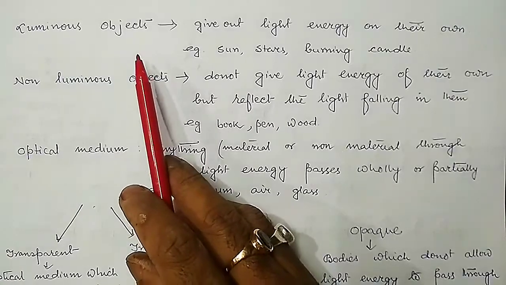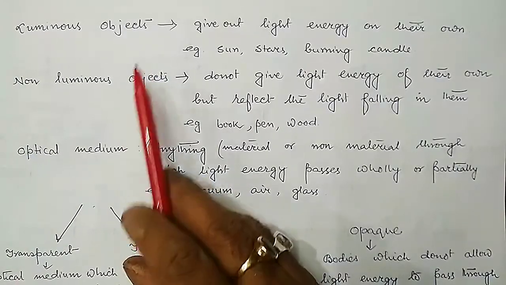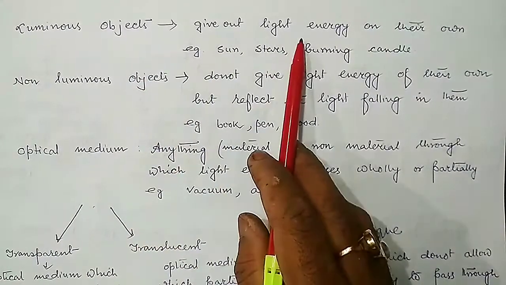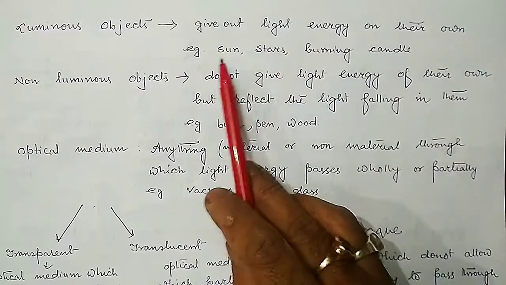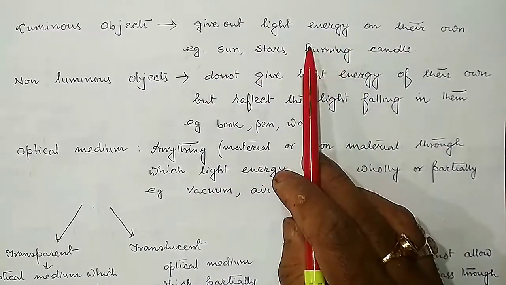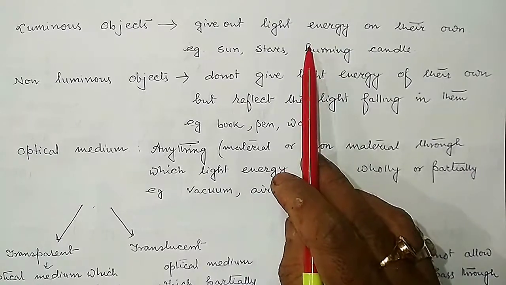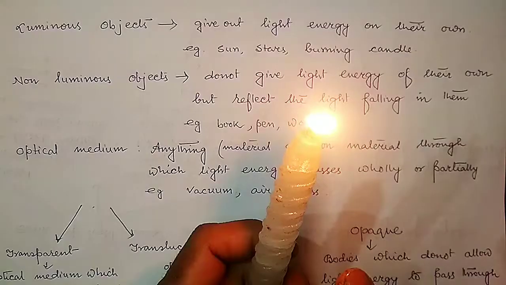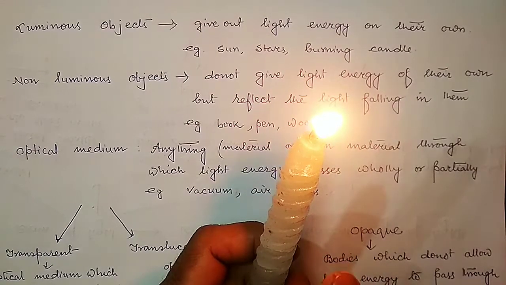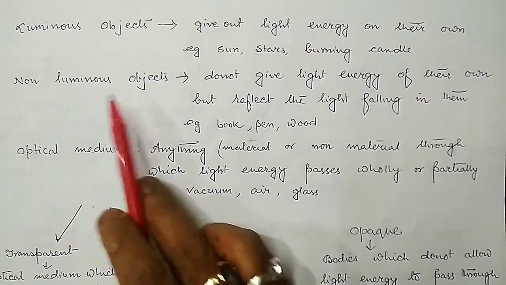When we say objects, objects can be luminous or non-luminous. What do we mean by luminous objects? Objects which give out light energy on their own, like sun, stars, burning candle. That means any object which has its own light, they are called luminous objects. As you can see, one burning candle is there, and burning candle is emitting its own light, so it is a luminous object.